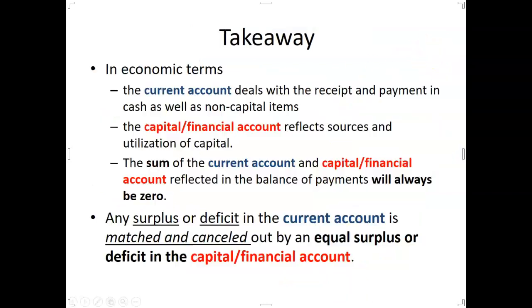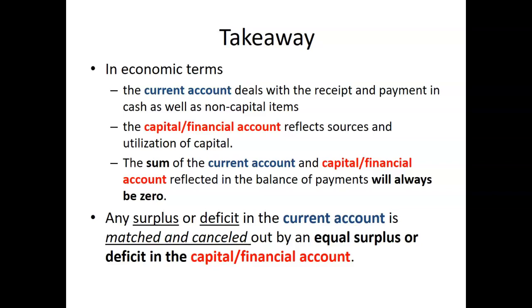So, what's the big takeaway? The current account deals with the receipts and payments in cash. The capital account reflects sources and uses of capital. So the sum of the current and the capital account will always be zero. So the balance of payments will always be zero. This means any surplus or deficit in the current account is matched and canceled by an equal surplus or deficit in the capital account.